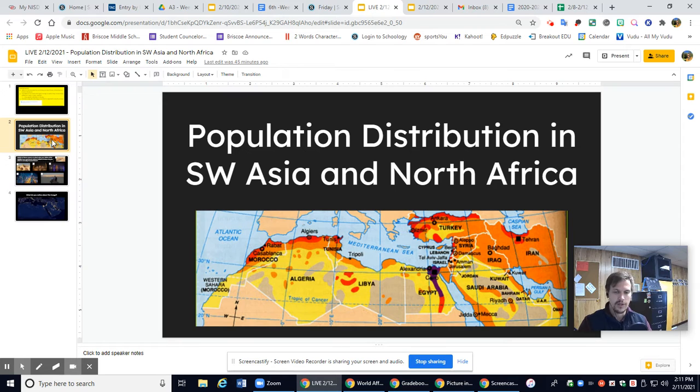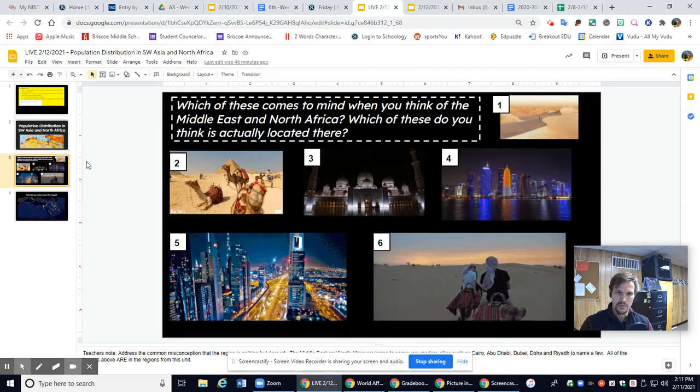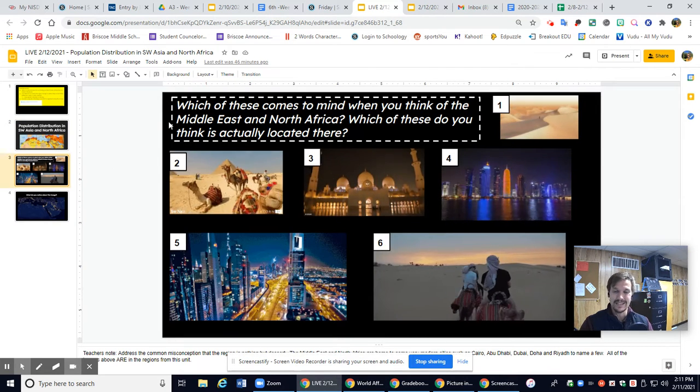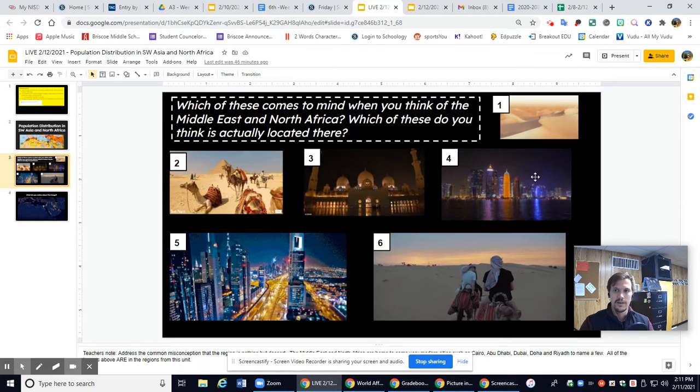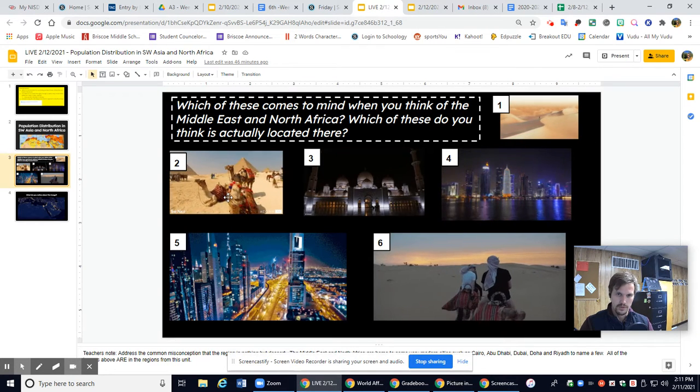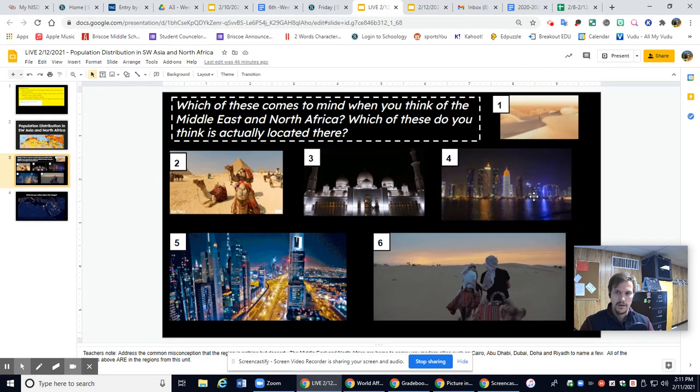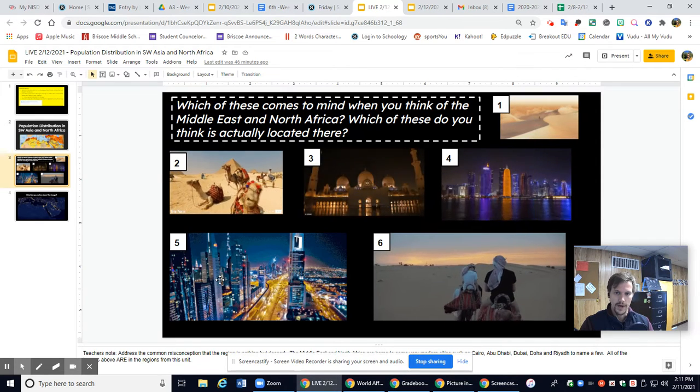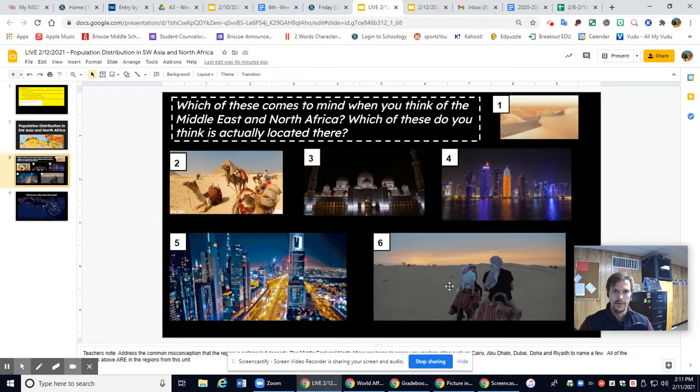During your live session, you may be going over some slides, or in this case, we're going to take a look at it right now. Population distribution in Southwest Asia and North Africa. We are not going to be looking at Central Asia right now for our examples, but if you were to look at these 6 pictures, okay? Picture number 1, 2, 3, 4, 5, and 6.